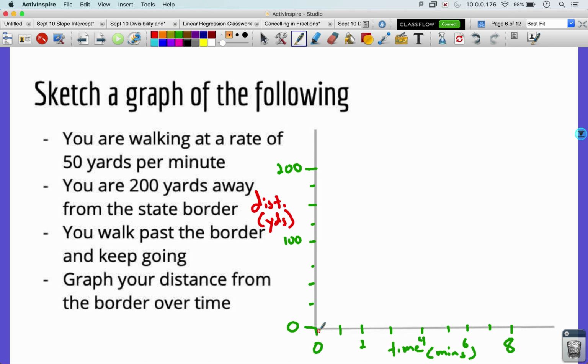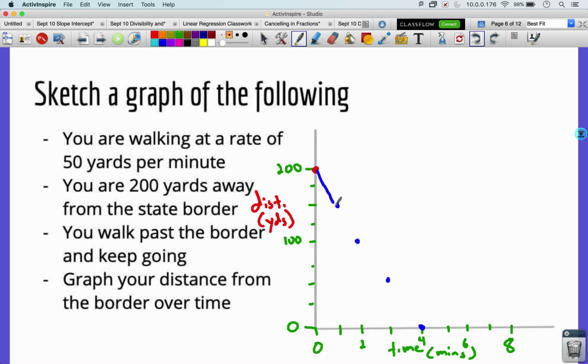All right, so at 0 minutes, I'm still 200 yards away. And I'm going 50 yards per minute towards the border. So after 1 minute, I'm 150. After 2 minutes, I am 100 away. After 3, I am 50, and then at 4 minutes, I reach the border exactly. But this line does not continue going down at this point.